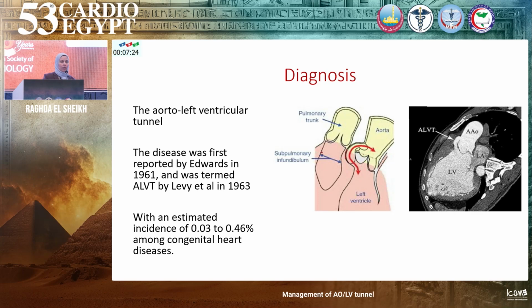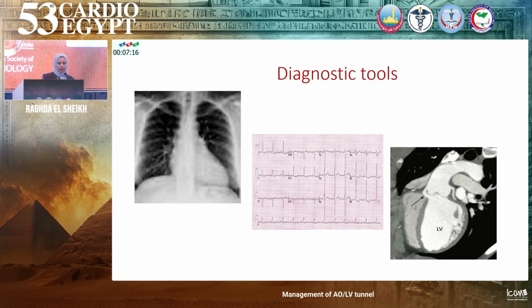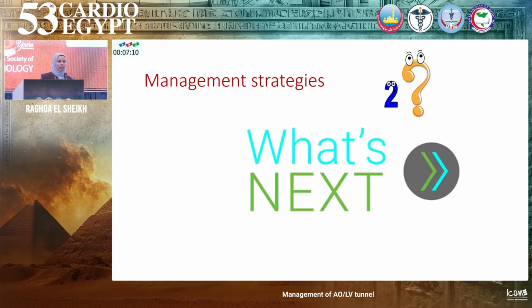And the sure diagnosis is actually multi-slice CT, and the probable management is surgical intervention. And here is the CT of our case, and we can appreciate the tunnel. And the second question is, what is the best option for the management of this case? All of the literature prefers surgical closure of the tunnel.